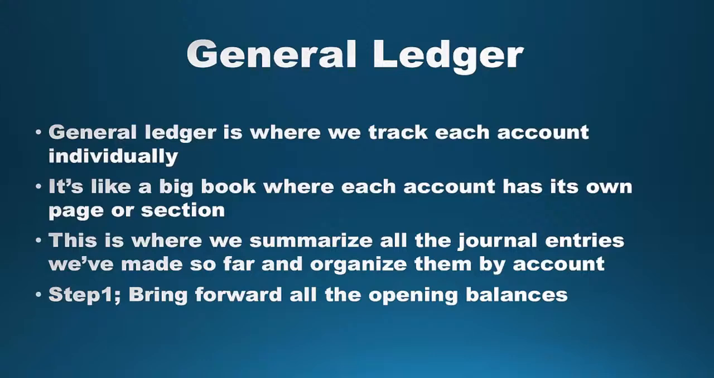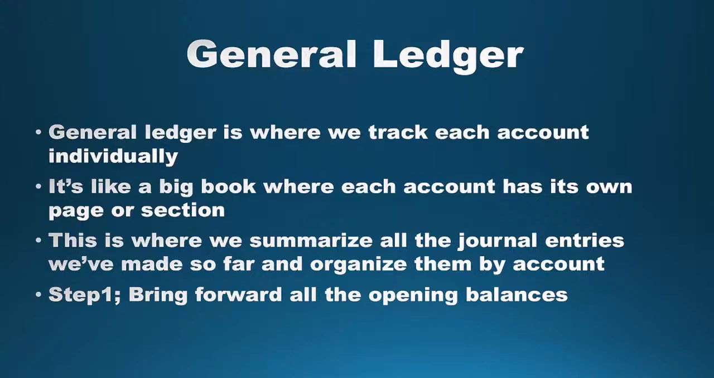Now, we're ready to move on to the next step, preparing and posting to the general ledger. The general ledger is where we track each account individually. It's like a big book where each account has its own page or section. This is where we summarize all the journal entries we've made so far and organize them by account. By the end, the ledger will give us a clear view of the total balance for each account after all the August transactions. Let's break this process down step by step.